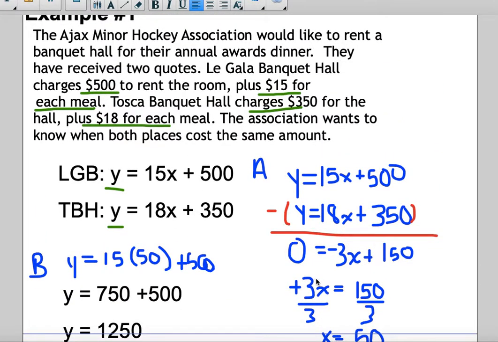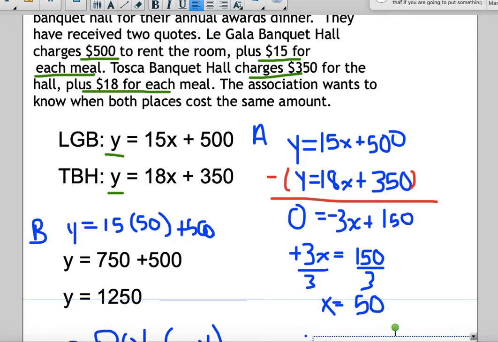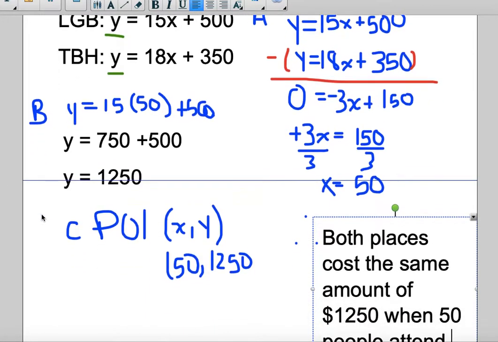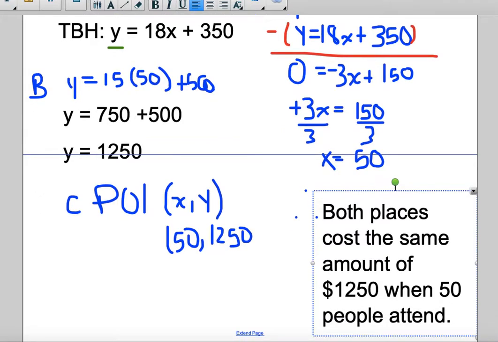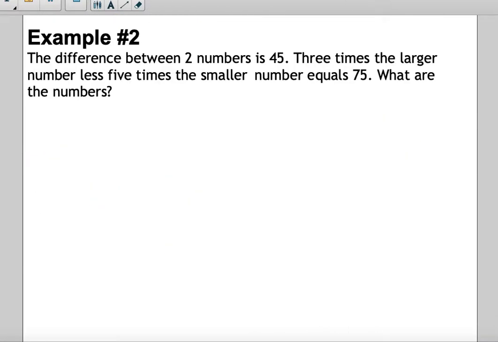So the trickiest part might be coming up with the two equations. But once you have them, just use the strategies that we talked about during each lesson to figure out the system. So we're just going to do one more example.